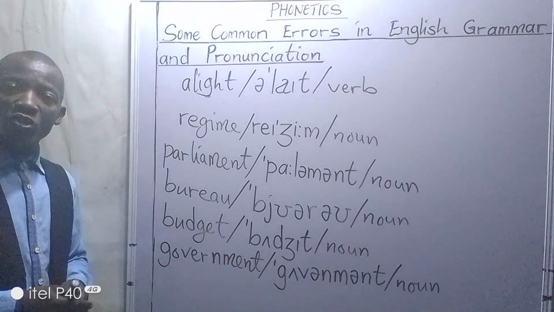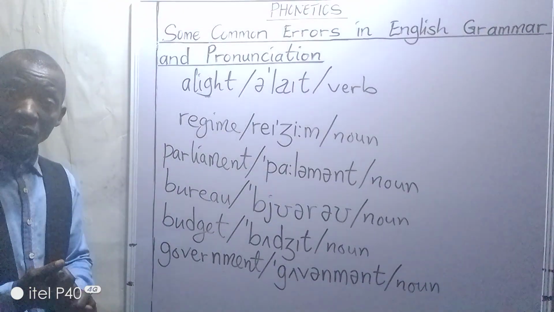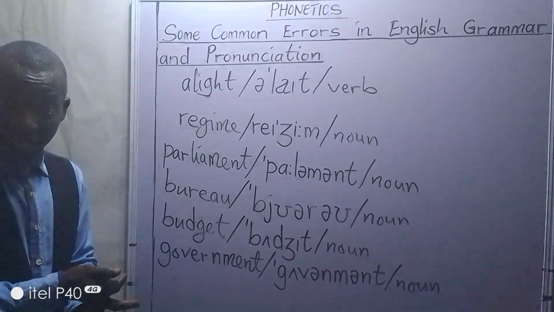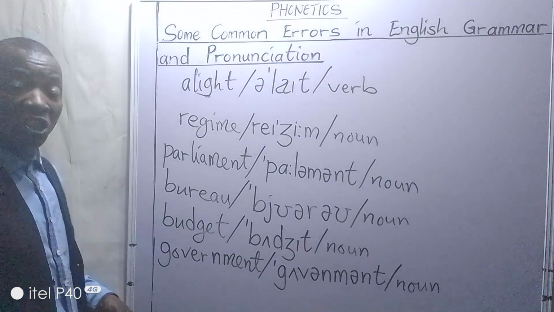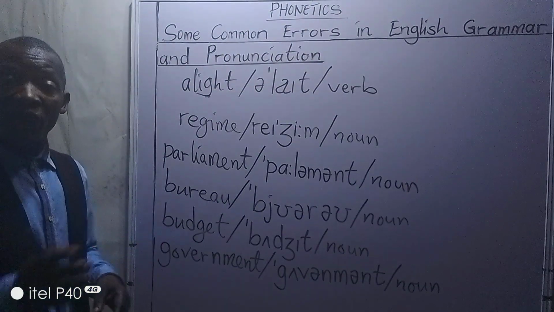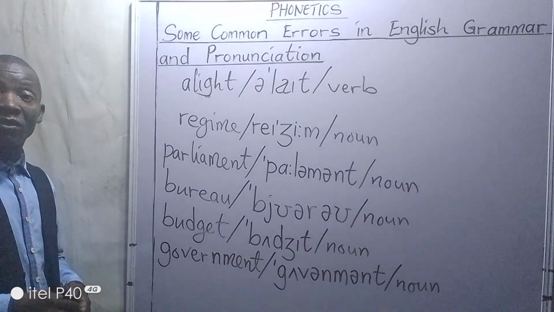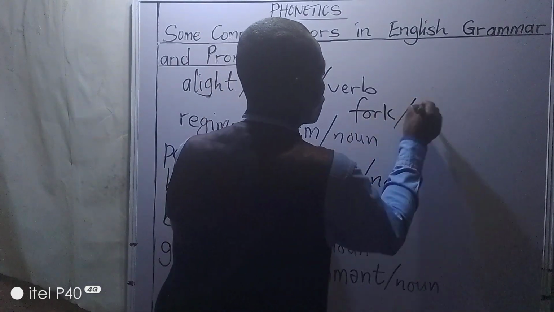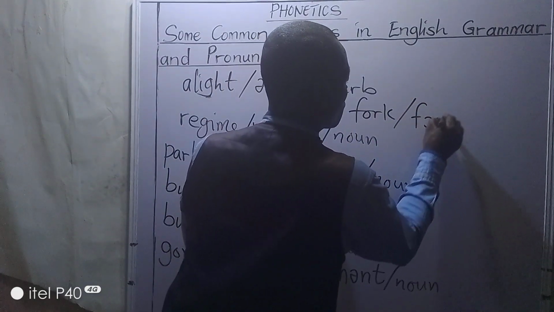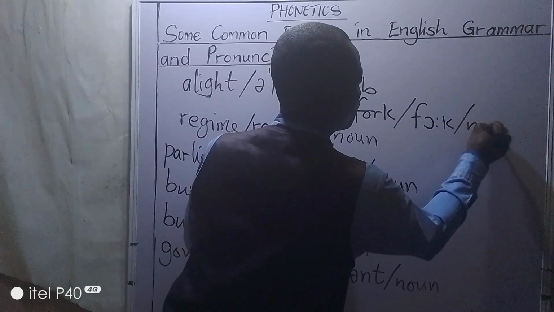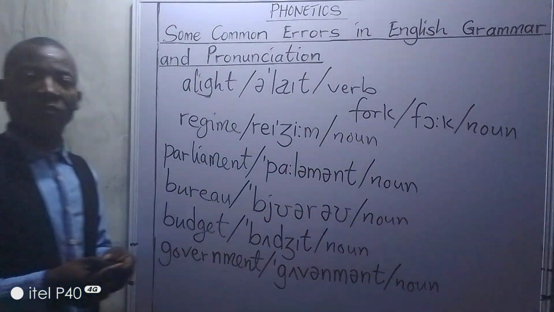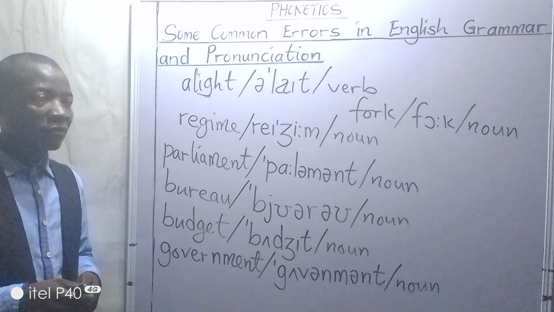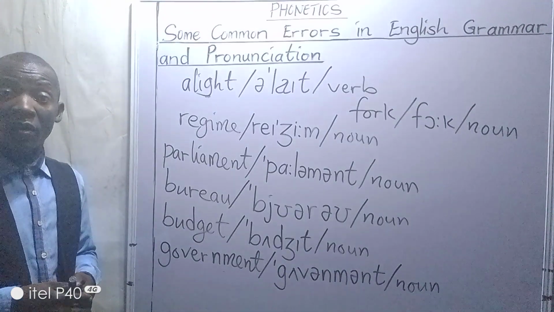For eating instruments, we have spoon, we have knife, and the other one is called fork, not fake. Don't tell the child, "Give me the fake." It's give me the fork, not fake. It's pronounced as fork.